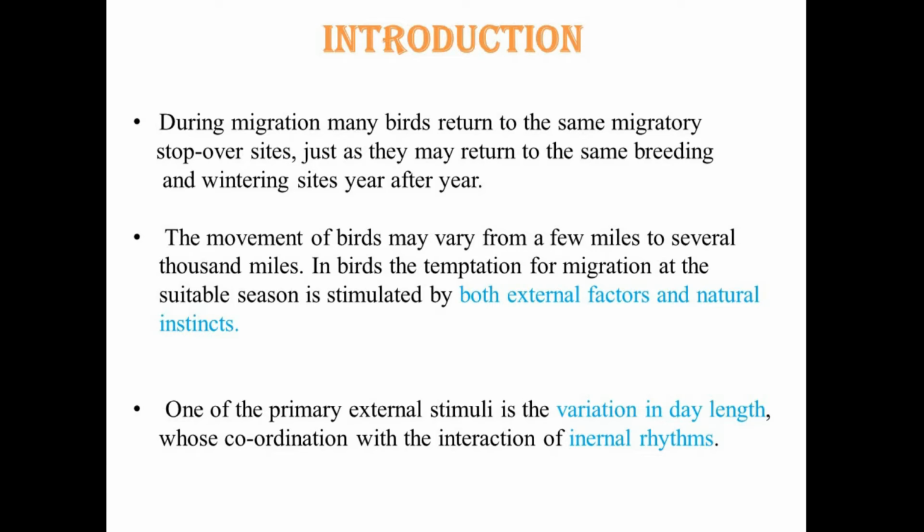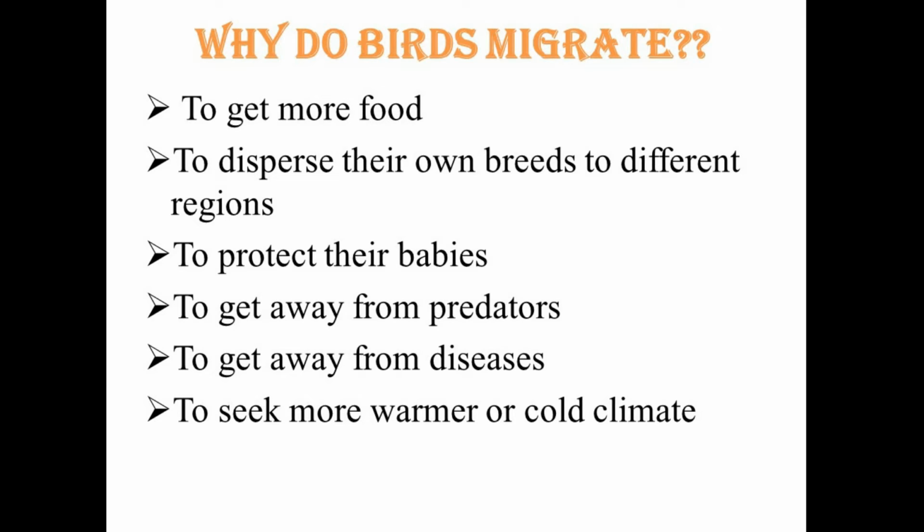In birds, the temptation for migration at a suitable season is stimulated by both external factors and natural instinct. One of the primary external stimuli is the variation in day length, whose coordination appears to be accomplished by interaction of internal rhythms. And then we'll consider the various factors which are responsible for migration, that is why birds migrate: to get more food, to disperse their breeding to different regions all over the world, to protect their babies, to get away from predators, to get away from diseases, to seek warmer or colder climatic conditions.